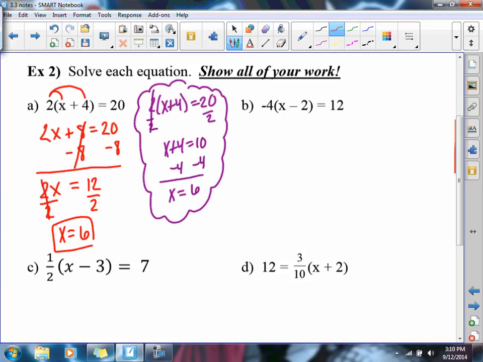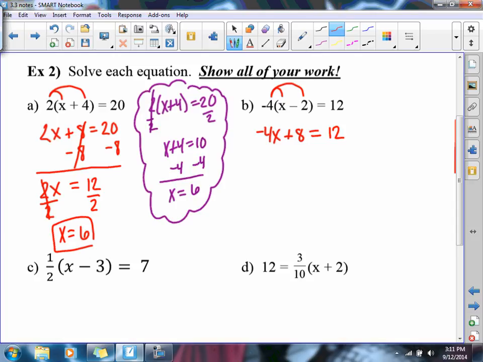So for part B, we're going to distribute the negative 4 to the x and the minus 2. So negative 4 times x is going to be negative 4x. And then negative 4 times a negative 2 is going to be a plus 8. Now you could also think of it as a negative 4 times a positive 2, which is a negative 8, and then you're minusing a negative 8, which is like adding 8. Either way you want to think about that distribution.